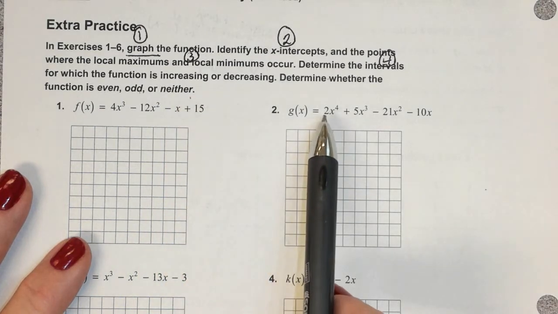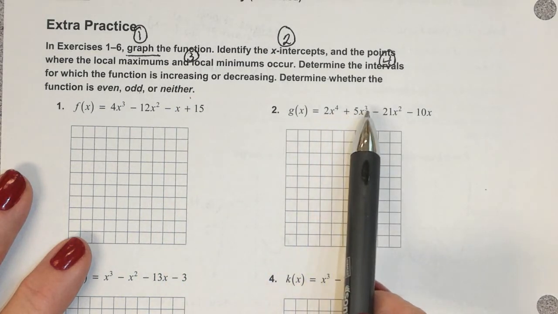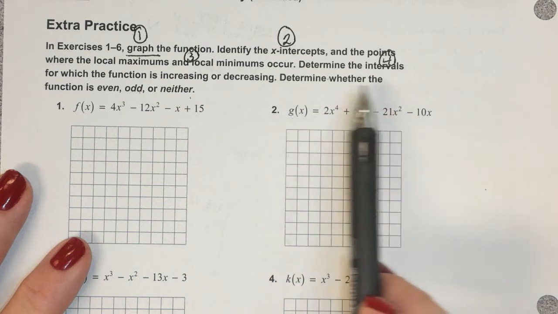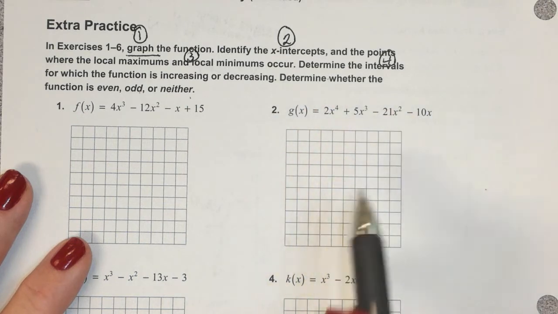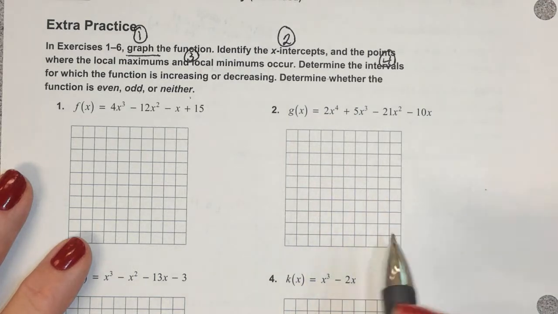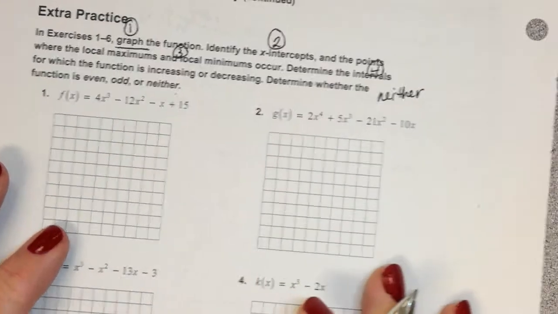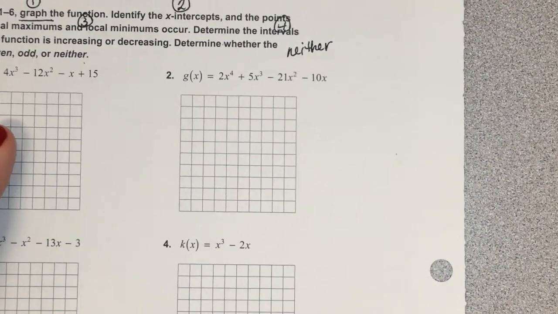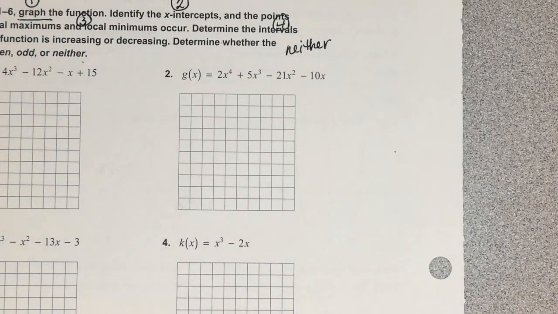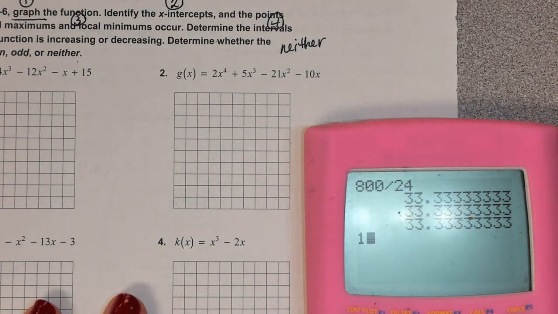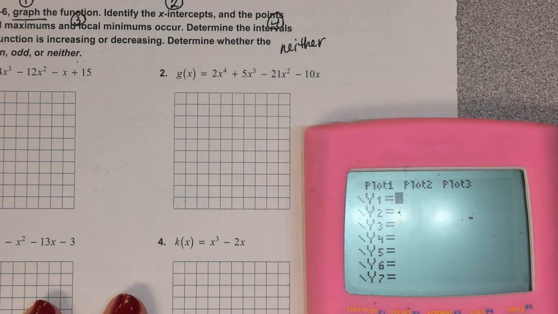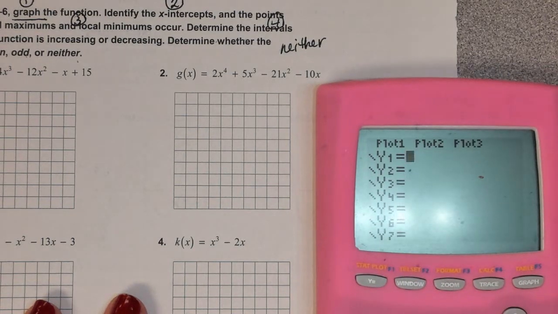We can probably do that right now. I want you to think about that. Look at the exponents. Tell me whether this is even, odd, or neither. Neither, correct. So this is neither even nor odd. Okay, and this is going to take us a lot of space. We're going to use our graphing calculator to help us with this because it's a very involved problem. So let's type it in.